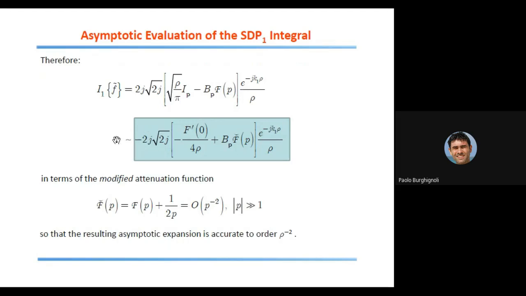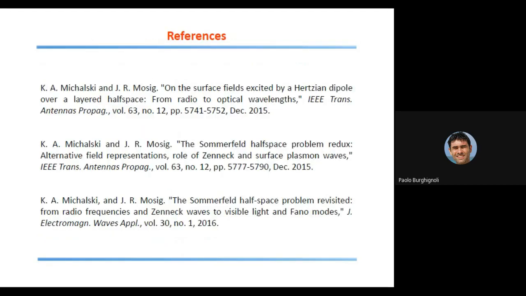And in the end, this is a useful result in practice because it's accurate toward the ρ to the -2. So with this analytical result in your hands, you may evaluate asymptotically with a good accuracy the Sommerfeld integrals for large distances from the source. Okay, I guess this is everything for today.